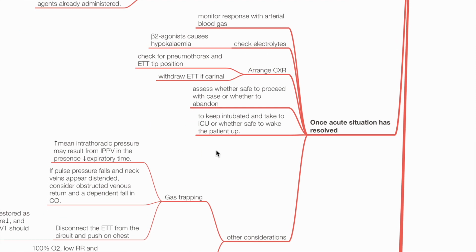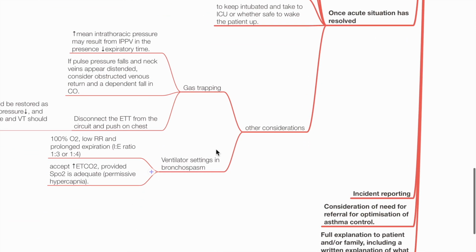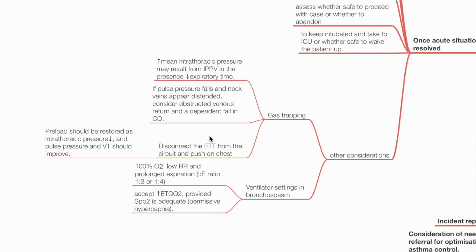Once the acute situation has resolved, monitor response with arterial blood gases, check electrolytes as beta agonists cause hypokalemia, arrange for chest x-ray, check for pneumothorax and endotracheal tube tip position, withdraw ETT if it is carinal, assess whether it is safe to proceed with the case or whether to abandon. Decide whether to keep the patient intubated and take to ICU or whether it is safe to wake the patient up. Other considerations. Gas trapping.